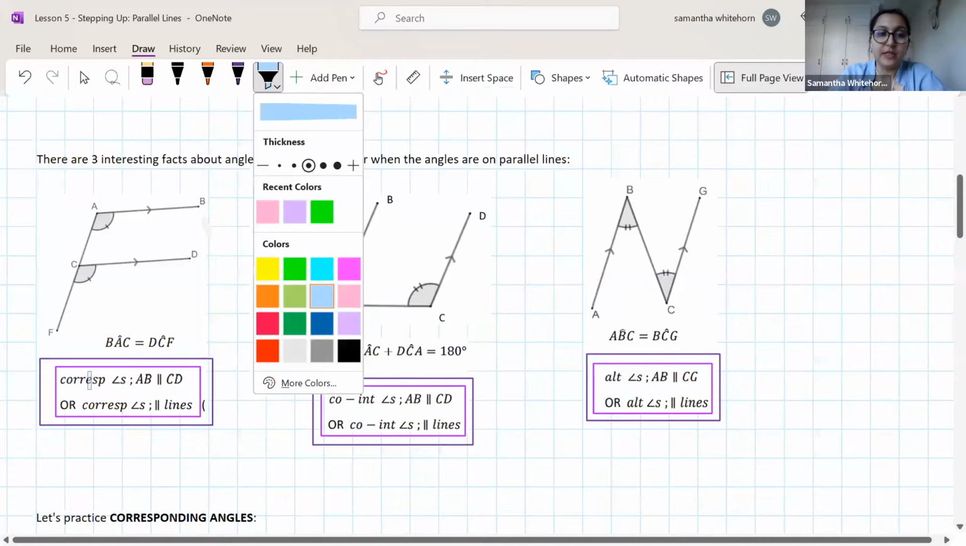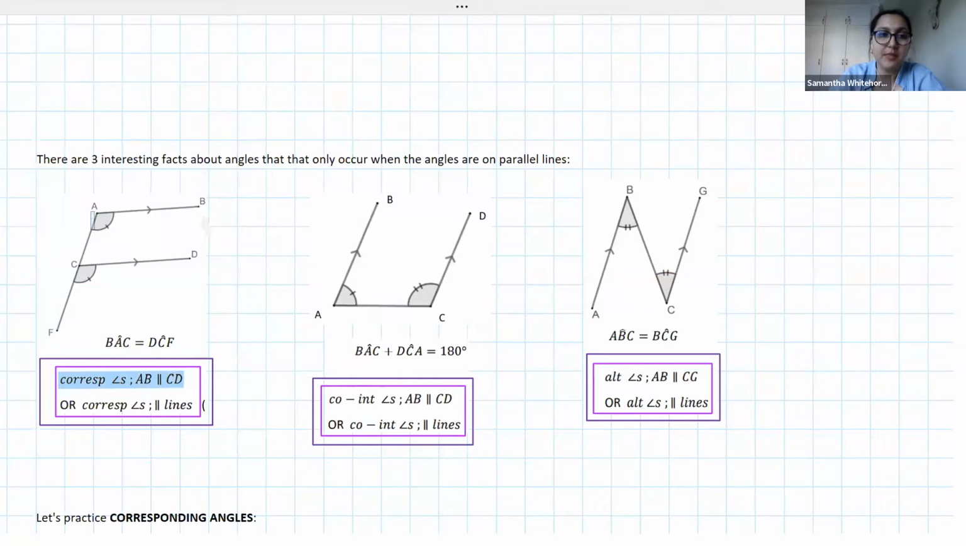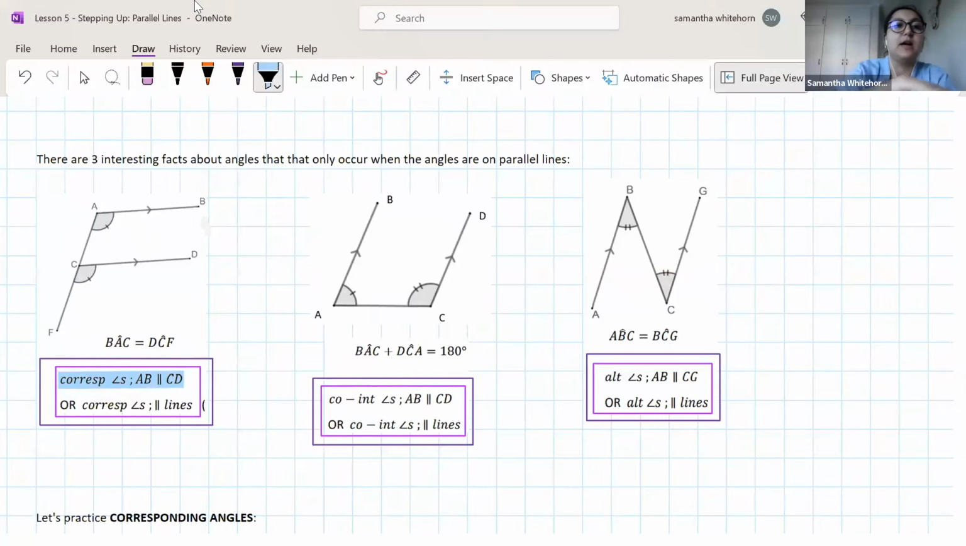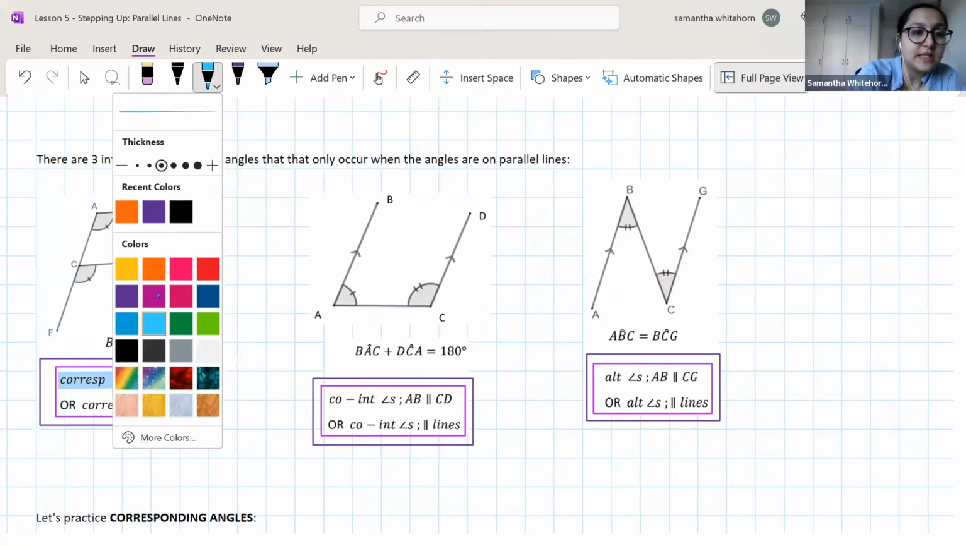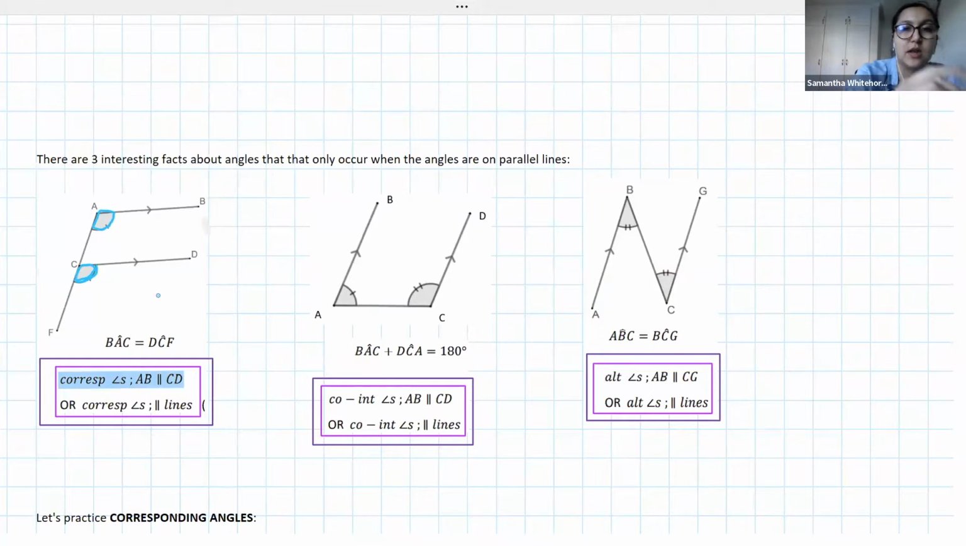So the first is the fact that corresponding angles are equal. Remember, corresponding angles are the ones that sort of fall into the F shape. If you have a look in the diagram here, basically corresponding angles means that they sit in the same relative position in your diagram. So you can see they're both in the corners of the F, and so they correspond with each other, hence why they are corresponding angles.